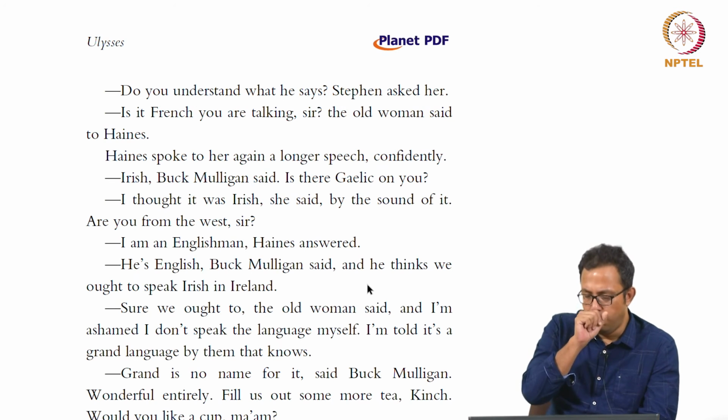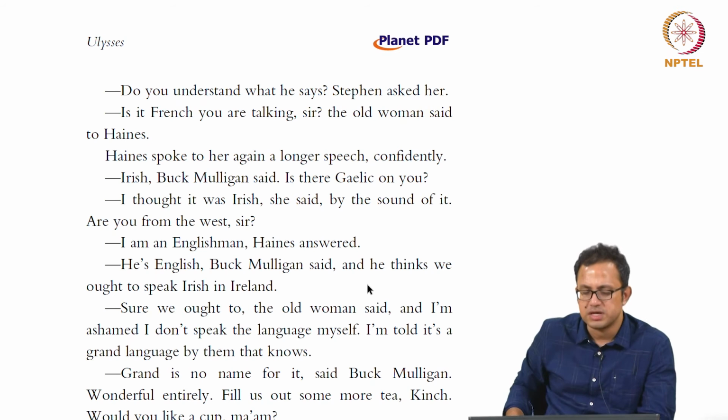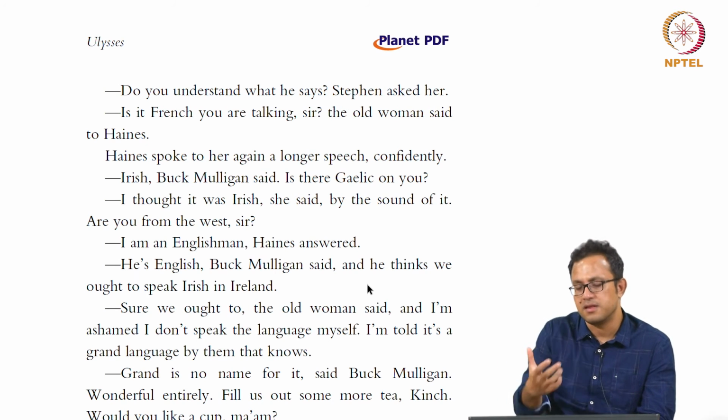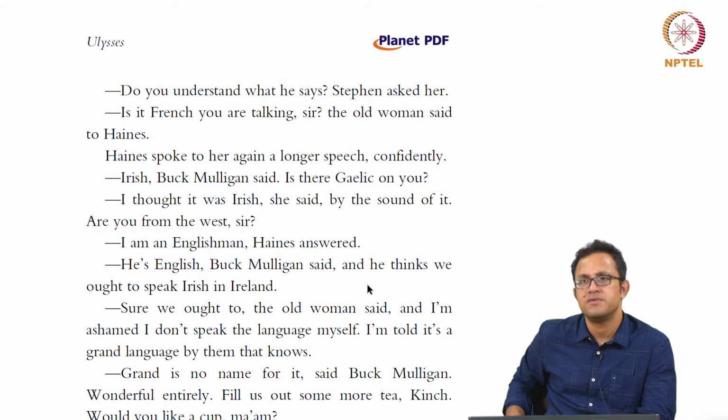Now, this becomes a very important question, a language question, and there are certain sections in Ulysses which make it very interesting in terms of postcolonial equality. So just read this and I'll end with this, and we'll unpack this a bit.